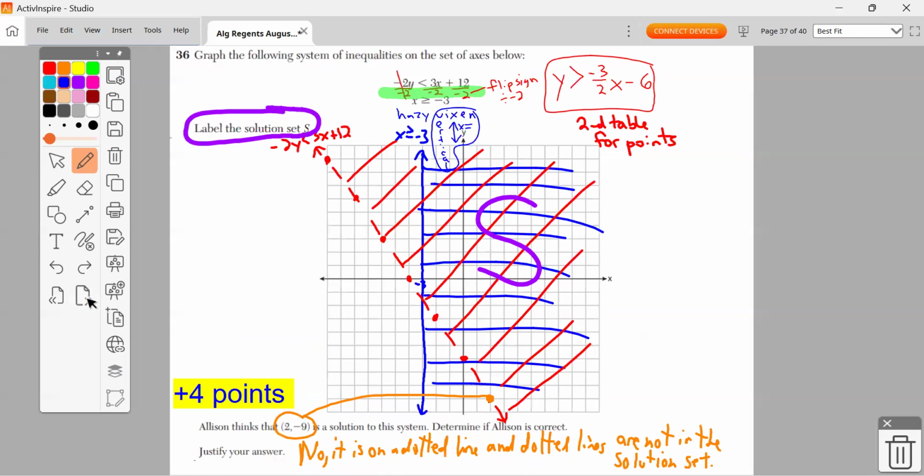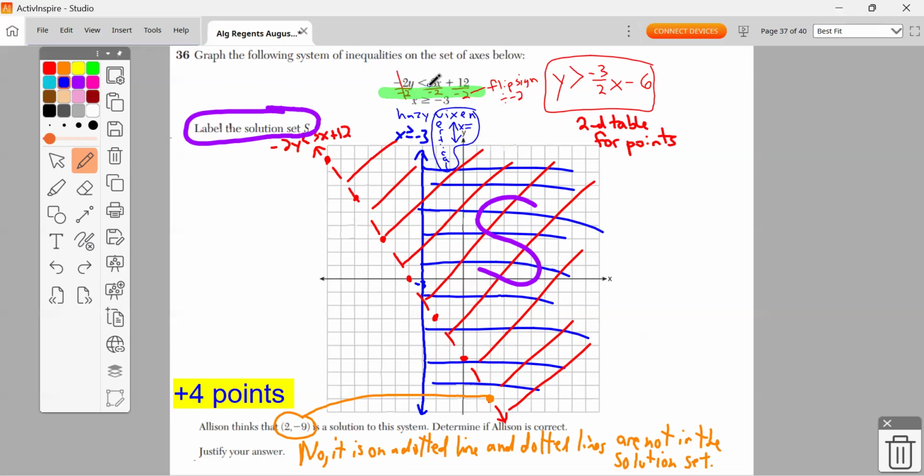In question number 36, very straightforward question here. We have to graph the system of inequalities, label the solution set with an S, that's the double shaded area, and then talk about one of the points. So looking at this first equation, I can see that it's not in your y equals mx plus b form. In order to get the y all by itself, I need to divide by -2, divide by -2, divide by -2. Because you're dividing by a negative, you have to flip the sign.